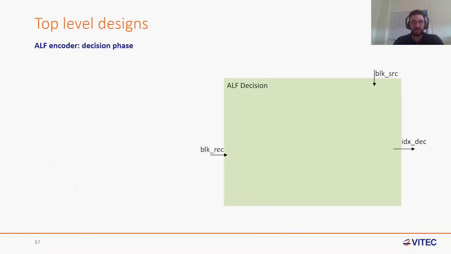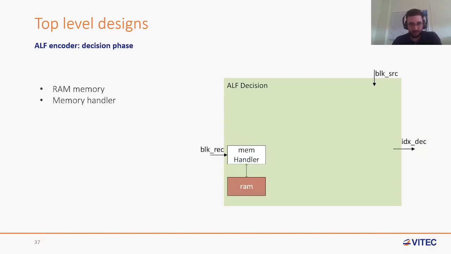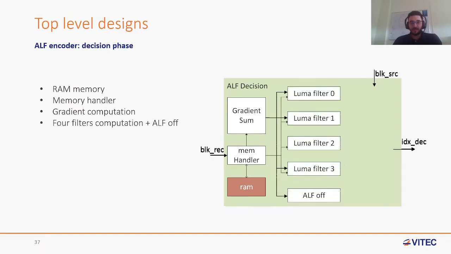The decision phase, on the other hand, has multiple submodules. It is similar to the first one: it uses a random access memory and a memory handler. It also applies the gradient computation, the gradient sum, since it is applied for Luma samples. And then it uses 4 filters, along with the case where the ALF is not applied.